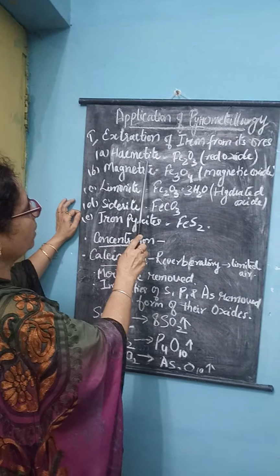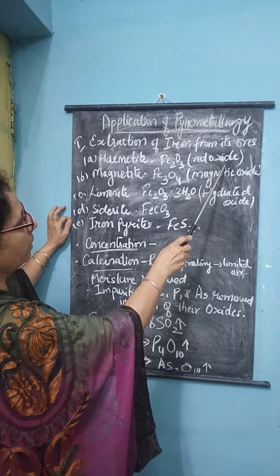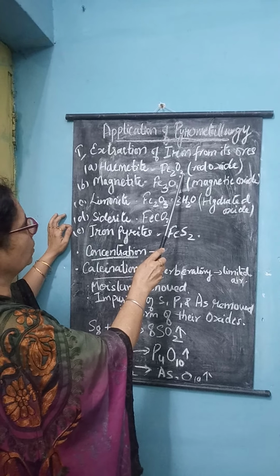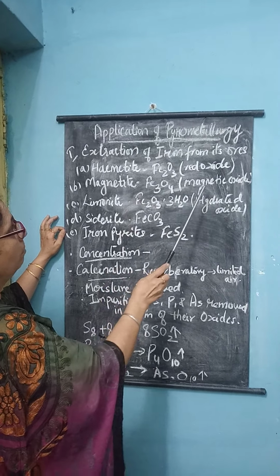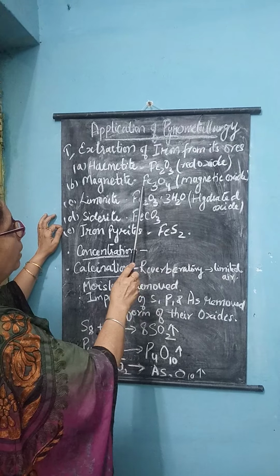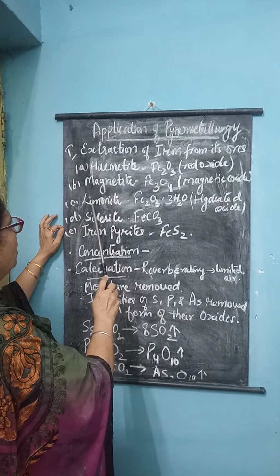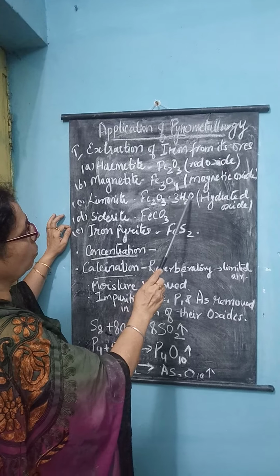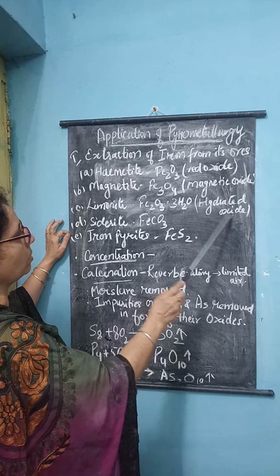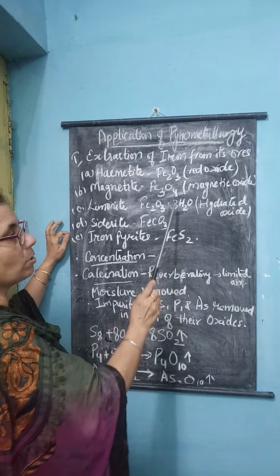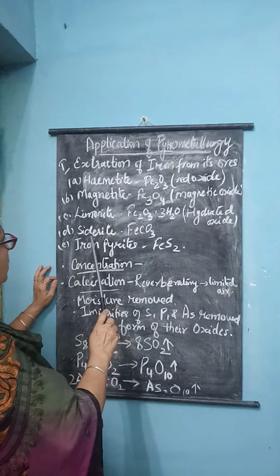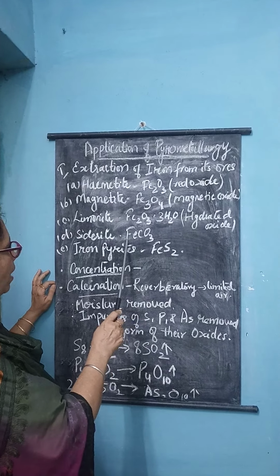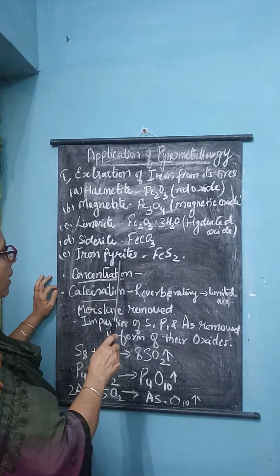This is hematite, which is also known as red oxide. Formula is Fe2O3. Magnetite, magnetic oxide. Formula is Fe3O4. Limonite, that is Fe2O3·3H2O, also known as hydrated oxide because three molecules of water are attached to it. Siderite, this is the carbonate form of iron. Iron pyrite, sulfide form of iron. These are the ores from which we can extract iron.